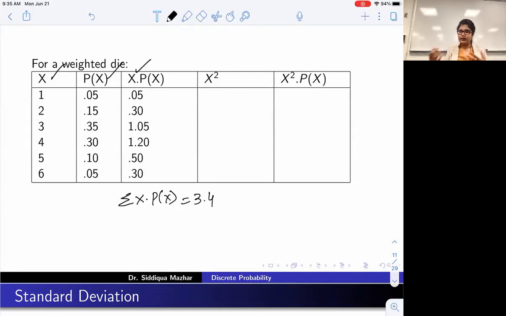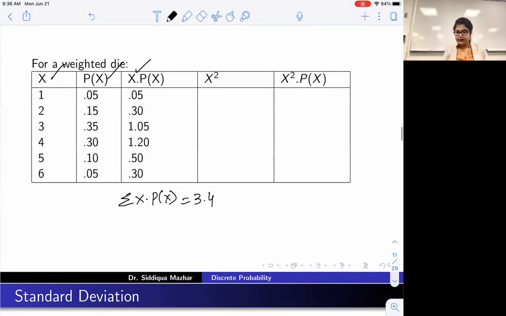Can you think of what it means by 3.4? We are not going to get 3.4 as an outcome from the die. It has only 6 options: 1, 2, 3, 4, 5, and 6. It does not have 3.4. So it means that on average we are going to get 3 or 4, in the middle of it. For some trials we are going to get 3, and for some trials we are going to get 4, highly likely, because on average we are going to take.